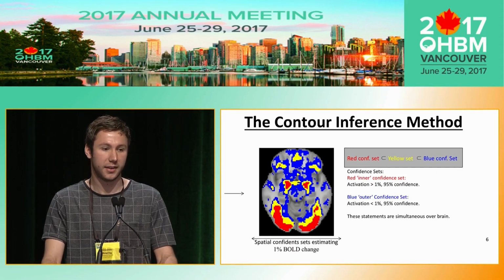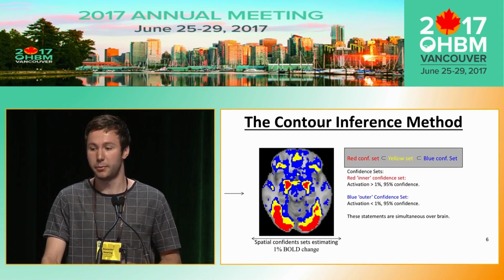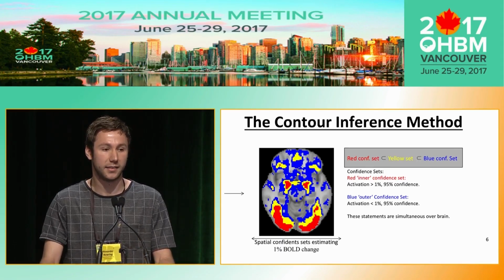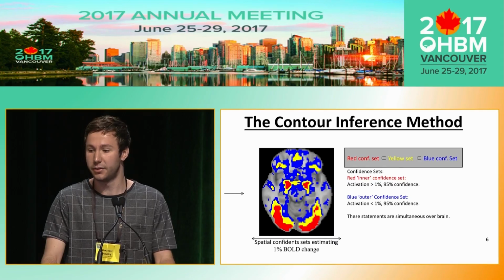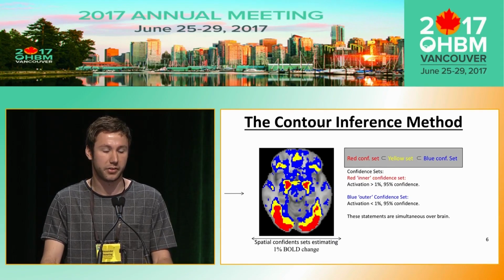The yellow set is a point estimate, or the best guess you get from your data of where there's been greater than a 1% BOLD activation in this study. Then first, the red inner confidence set. For all the voxels in this set, what we're saying is we can infer activation greater than 1% at a 95% confidence level. And then at the same time, we also have this blue outer confidence set.